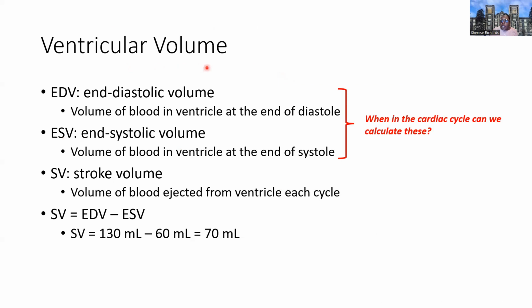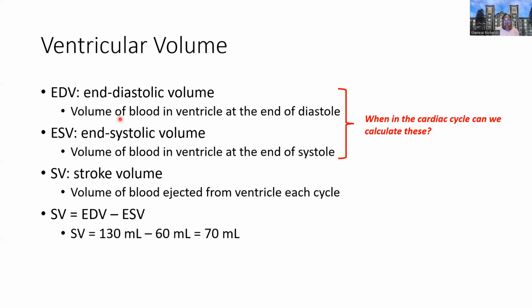Now let's talk about the ventricular volume. So the volume of the ventricle is going to change when we're in diastole versus systole. And there are certain specific volumes that we want to describe and identify. So the end diastolic volume, the EDV, this is the amount of blood in the ventricle at the end of diastole. So diastole is the filling of the ventricle. And when we have filled the ventricle completely and the AV valves close, how much blood is now sitting in that chamber at the end of that ventricular filling? That is our EDV. Okay.